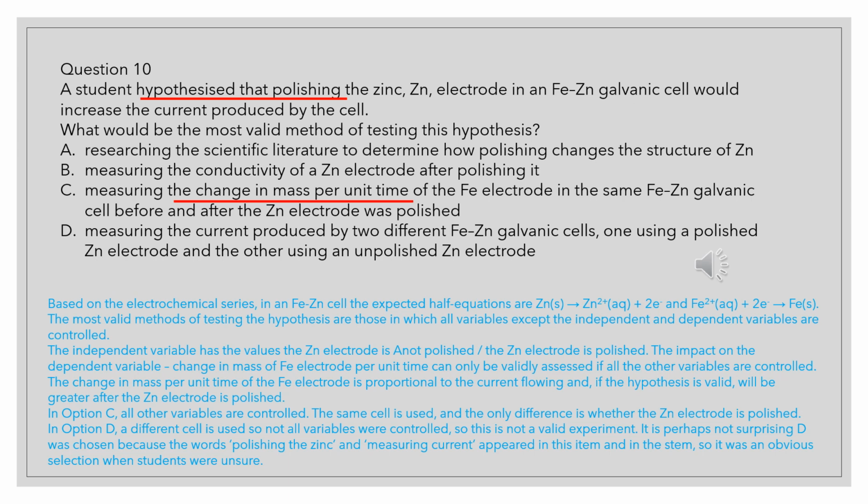Also, different cells could produce different currents although these cells are the same model. In option C, the same cell is used, and the rate of mass consumed is measured and compared before and after the Zn electrode is polished. So, C is correct. In option D, measuring the current is correct, but different cells are used. So, D is eliminated.